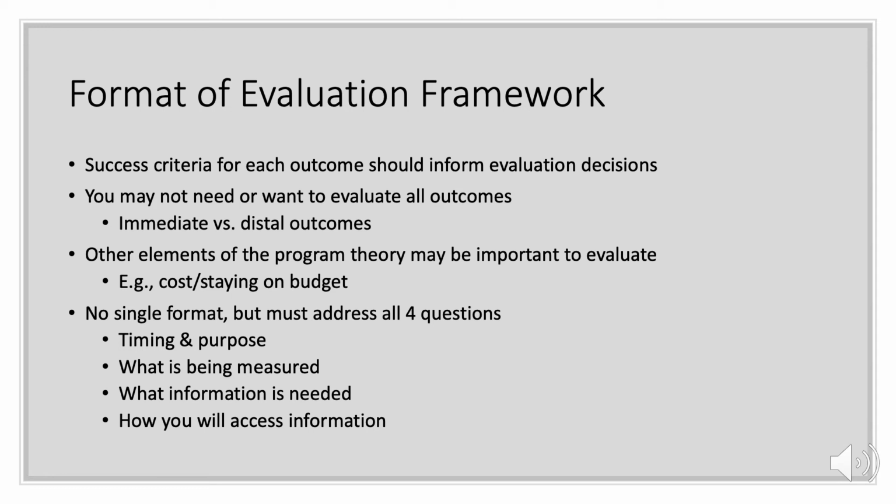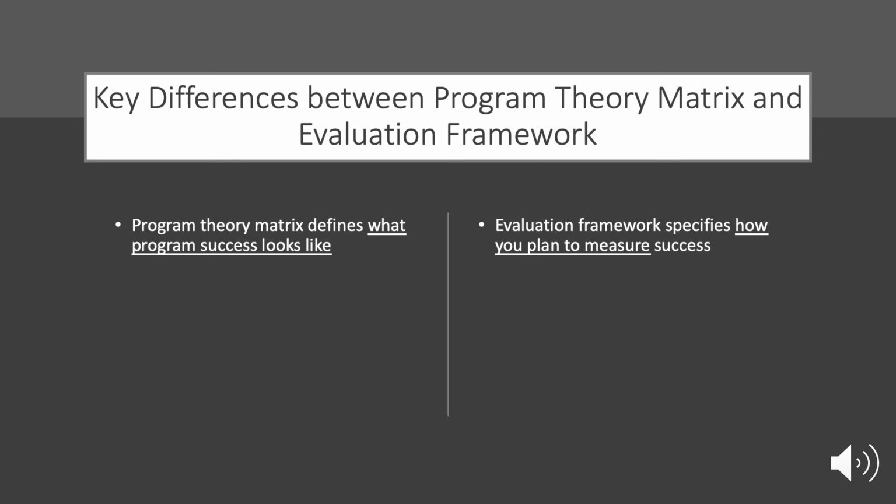But what you do have to do is, for all of the key elements that you're planning to evaluate, answer those 4 questions: timing and purpose, defining what you need to measure, what information you need, and how you're going to access the information you need to complete your evaluation. So just to sum it up, your program theory matrix defines what your program success looks like. It's not just the success criteria, but all the things that are going to go into reaching those goals, reaching those outcomes. And then the evaluation framework operationalizes what and how you're going to measure whether or not success was achieved. So I hope that's been helpful to clarify.